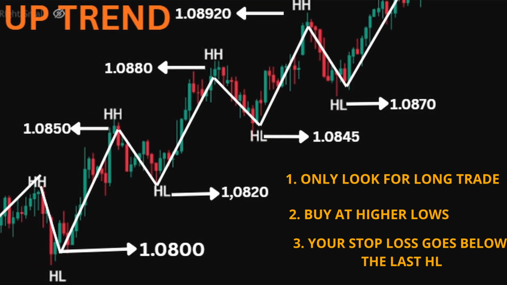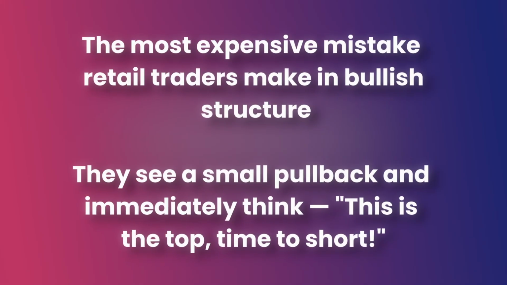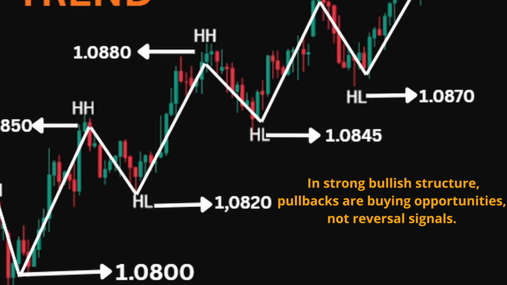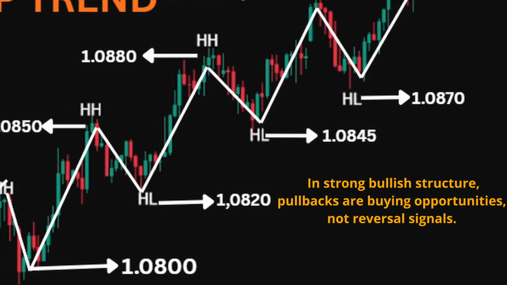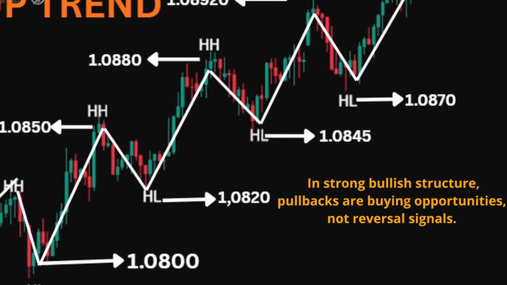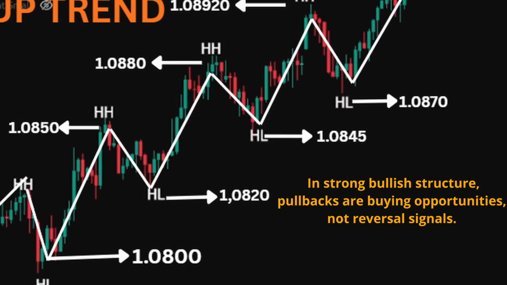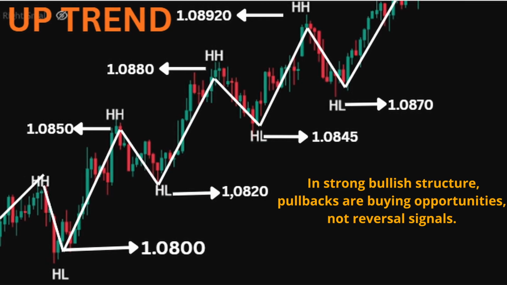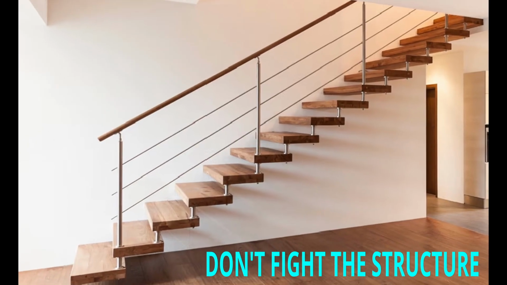And here's the most expensive mistake retail traders make in bullish structure. They see a small pullback and immediately think, this is the top, time to short. Wrong. In strong bullish structure, pullbacks are buying opportunities, not reversal signals. Institutions are loading up while retail traders are shorting. Then price explodes higher, shorts get wiped, and the staircase continues. Don't fight the structure. Now let's flip it.